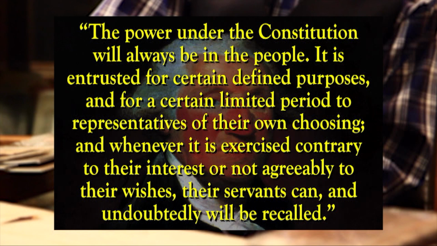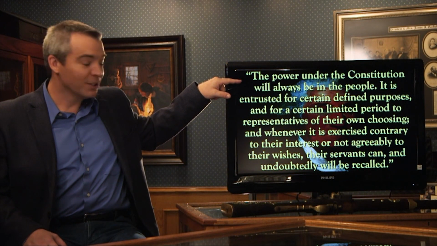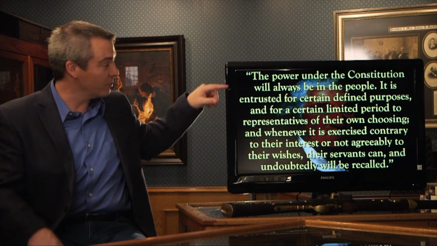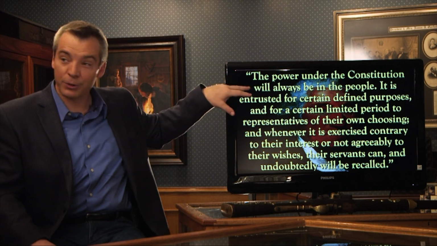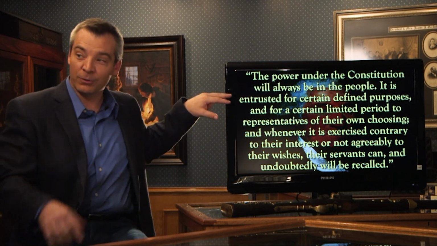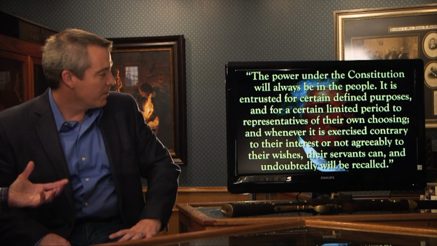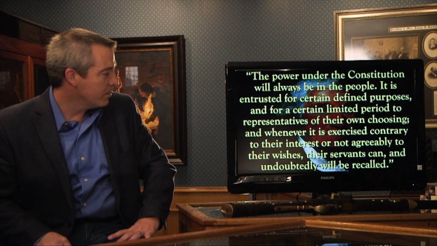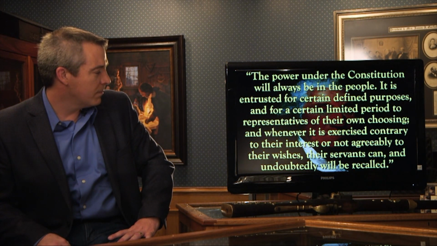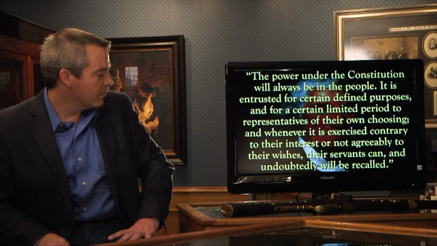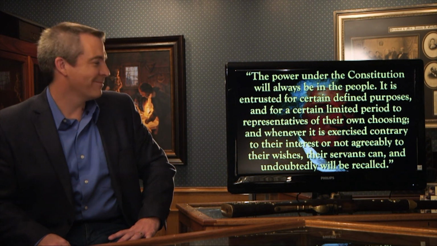Okay, wait, I got to back you up because I just started thinking about that. That's what you were saying earlier with the Declaration. Same thing going back to that frame of the Constitution, the principles in the Declaration, that it first comes to us and then we loan it to the government. We own all the power, and we give it how we want. He says it's entrusted for certain defined purposes and for certain limited periods to representatives of their own choosing, that's elections, "and whenever it is exercised contrary to their interest, or not agreeable to their wishes, their servants can and undoubtedly will be recalled."